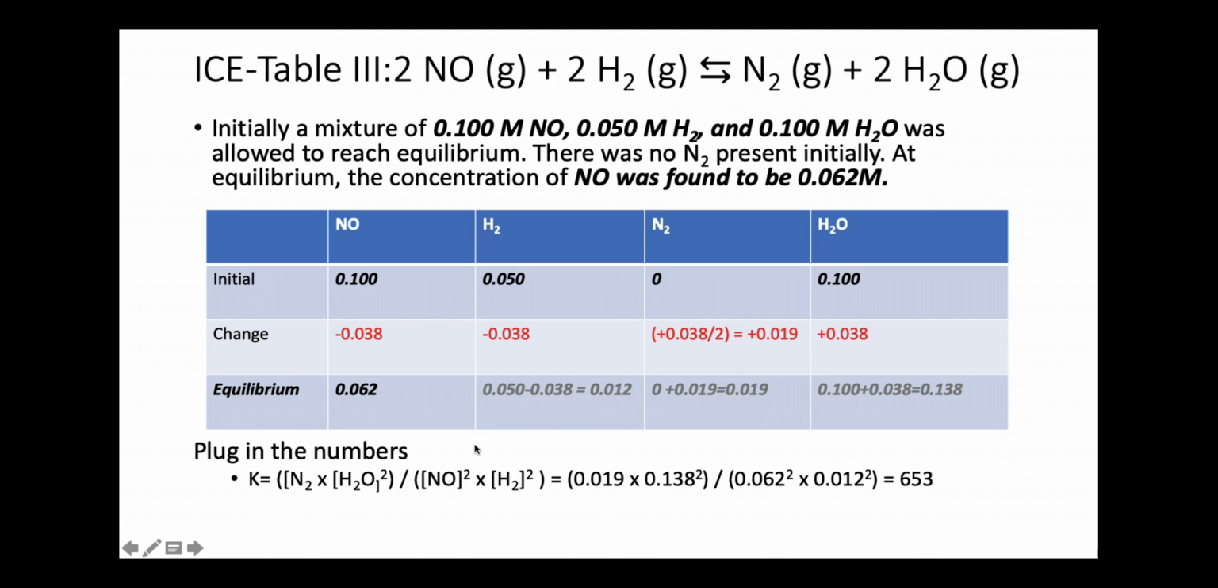What you have left to do is just plug all the data into our K, and the K is products over reactants, so it's the concentration of N2 to the power of 1 times the concentration of H2O to the power of 2, divided by the concentration of NO to the power of 2 times the concentration of H2 to the power of 2. Plug in all the numbers you find in the final row for equilibrium, and you have your answer. And it should be about 653.